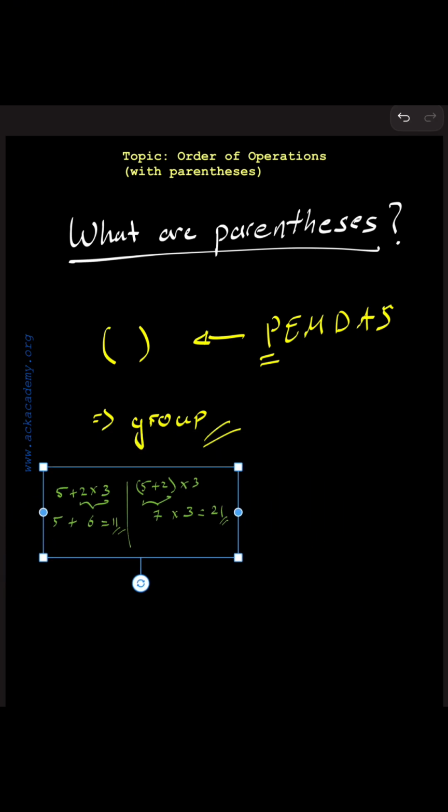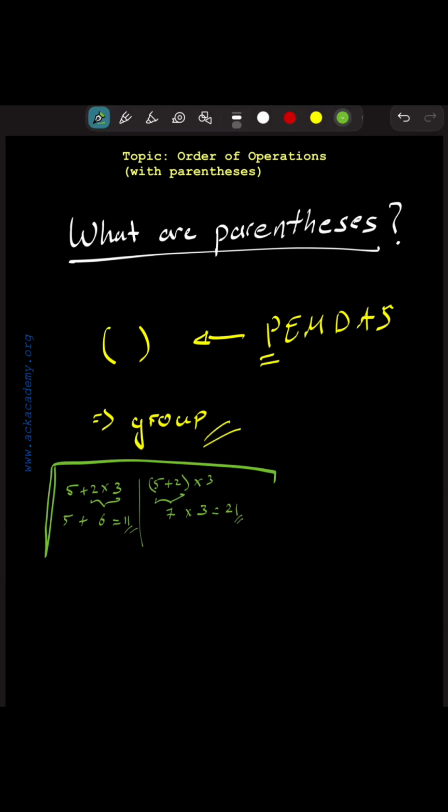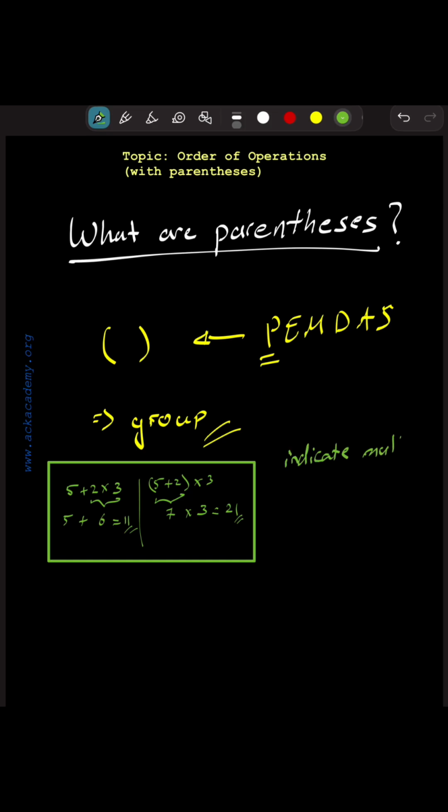Let me also just say that. So the next thing is that it can be used to indicate multiplication. Okay, so what does that mean? If I have something like 3 times 4, it's also fine to write something like this, 3 times 4, like that, in parentheses. Okay.